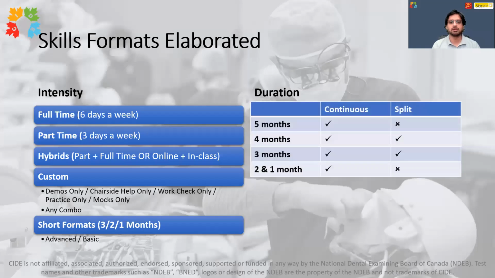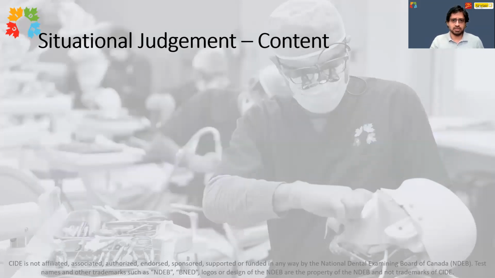As you can see on the right side of your screen, the 5 month is usually continuous, but the 4 month and the 3 month, you can split depending on your situation. If you're not in Ontario and you need to go back for a month to your hometown or your home country, we can offer you a split program for the 4 month and 3 month courses. That's something we've encountered in the past as trainee needs, and we are here to help, and therefore our system accommodates these needs.